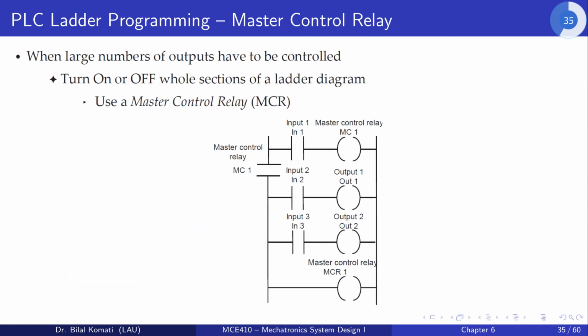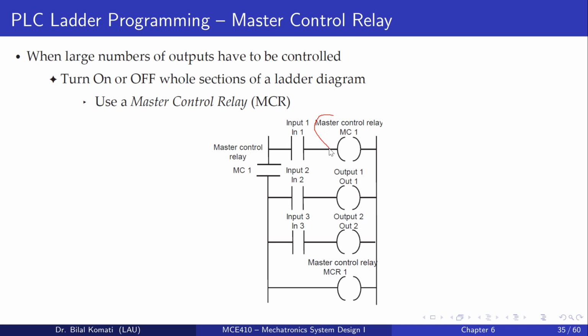And in the PLC we also have what is called the master control relay. The master control relay is used when large numbers of outputs have to be controlled. So it's used to turn on or off whole sections of a ladder diagram. It's abbreviated MCR.